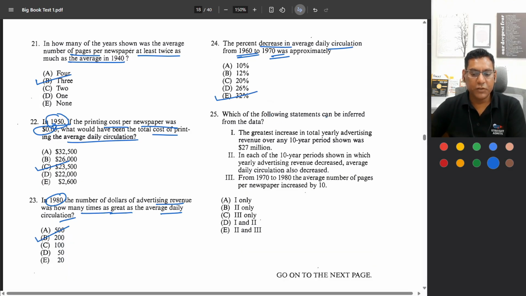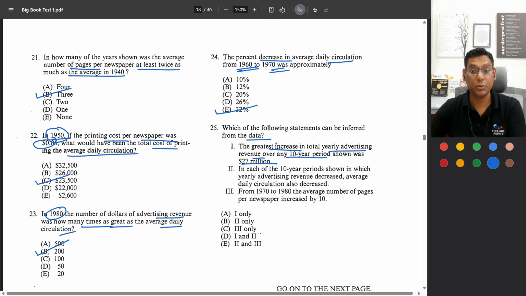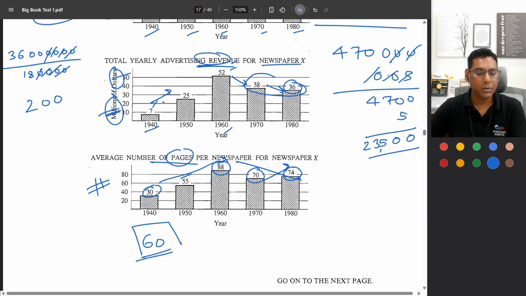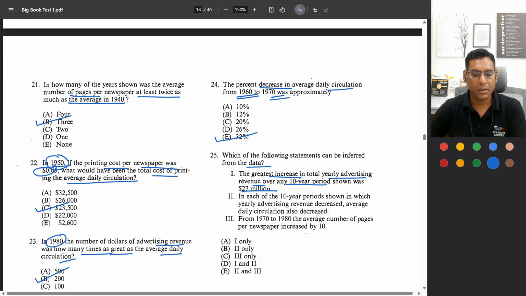Okay, which of the following statements can be inferred from the data? Okay, so this is going to be a little time consuming because I'll have to deal with 3 pieces, but let's see. The greatest increase in total ad revenue for any 10-year period was 27 million. Is that true? Let's see. Ad revenue, what was the increase here? 7 to 25, the increase was 18. 25 to 52, the increase was 27. And then there was no increase, right? So the greatest increase was 27. That's correct. Okay. So this is true.